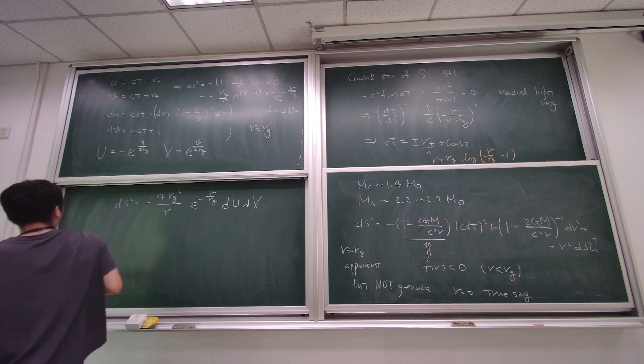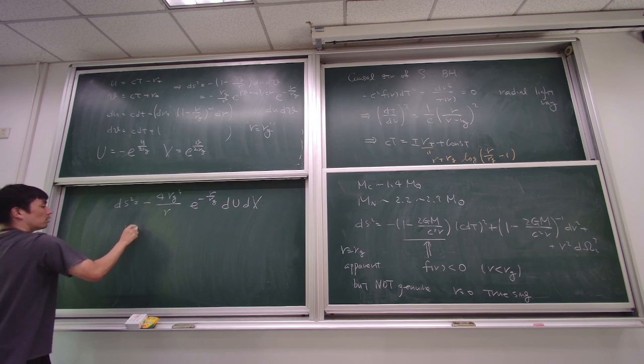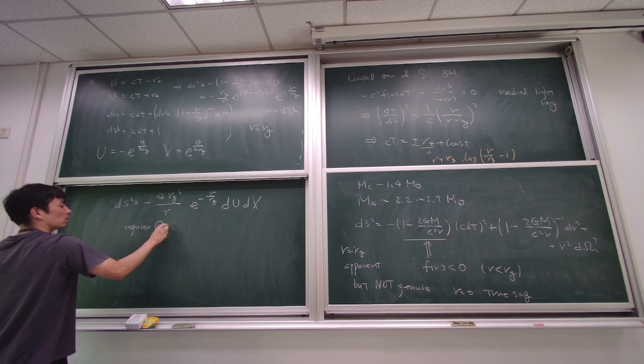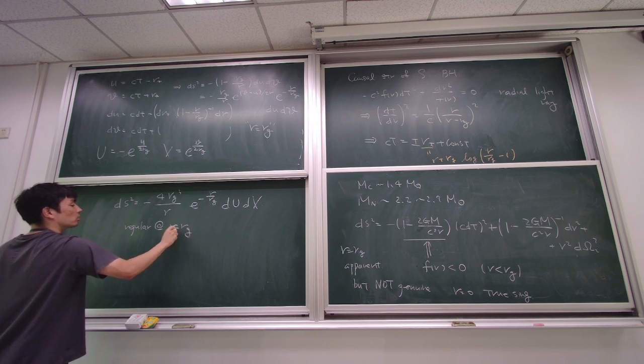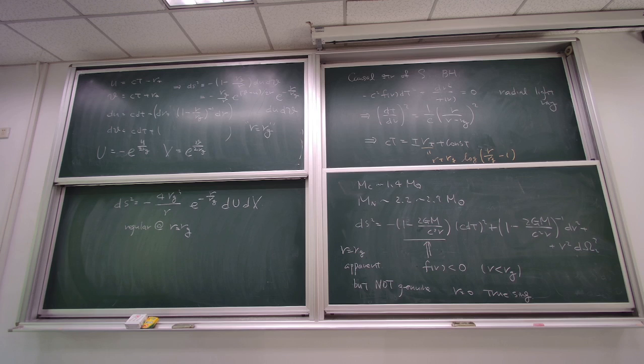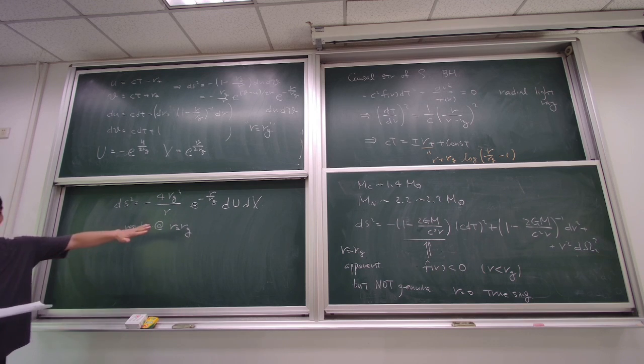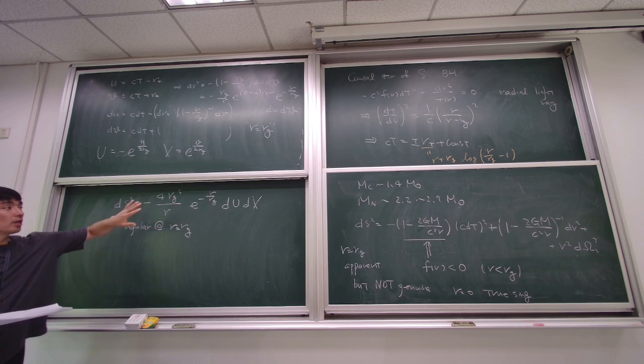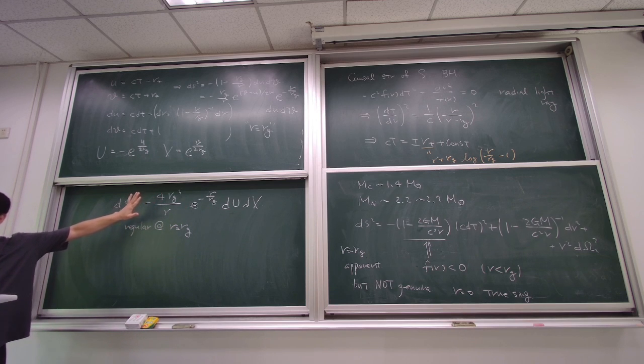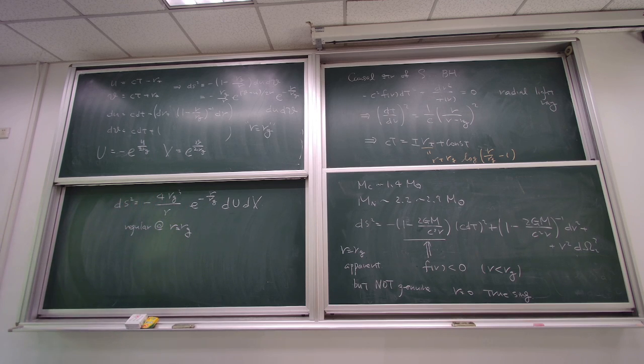Okay. Now it's regular at r equal to rg, as you can easily see from here. Is it okay? If you plug in r equal to rg, it's totally fine. It just looks like a flat metric plus some conformal factor, which I'm going to explain in terms of the Penrose diagram later. Okay, so that's the case.